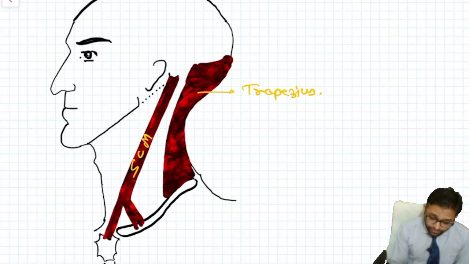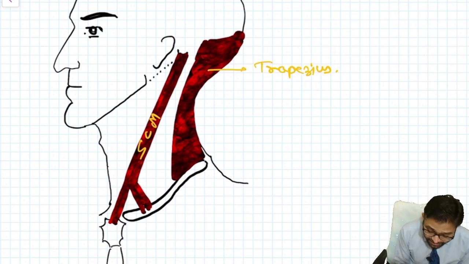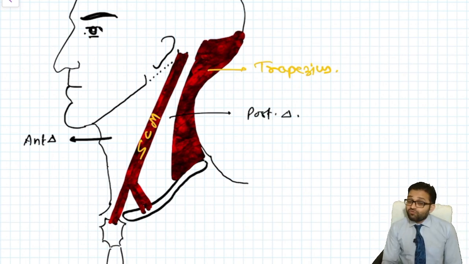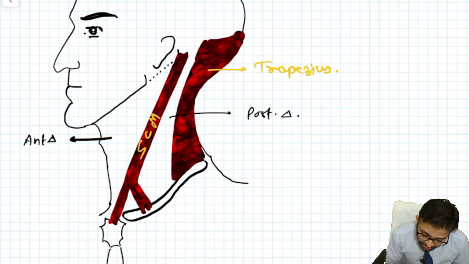As I told you, the triangle in front of the sternocleidomastoid is the anterior triangle, and behind it there is the posterior triangle of the neck. Fine. Now one by one we are going to follow each triangle. First we are talking about the posterior triangle of the neck.